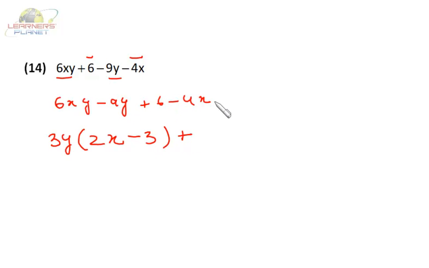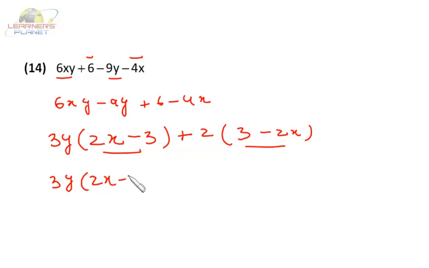Now from these two, variables cannot be taken as common. Only 2 can be taken as common. So it's 6 by 2 is 3 and minus 4x divided by 2 is minus 2x. Now here we see 2x minus 3 and here I see 3 minus 2x. So we can reverse the sign. So it's 3y(2x minus 3). I'm just changing the sign over here.